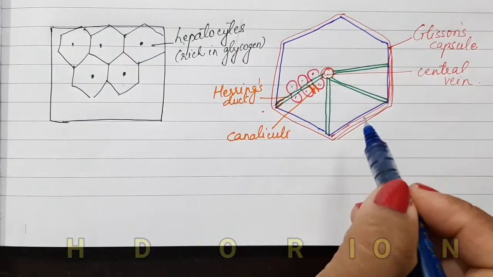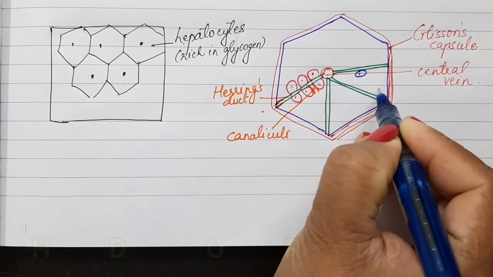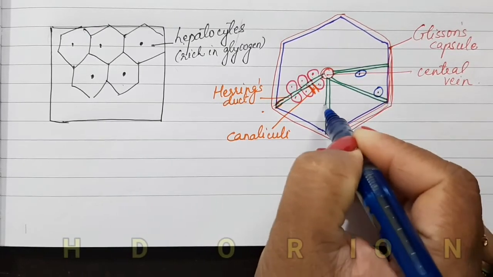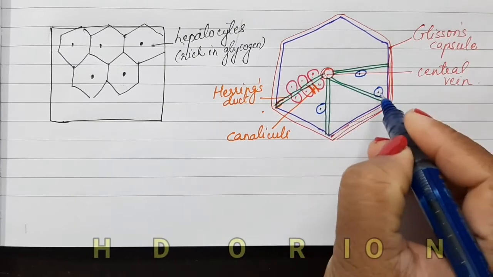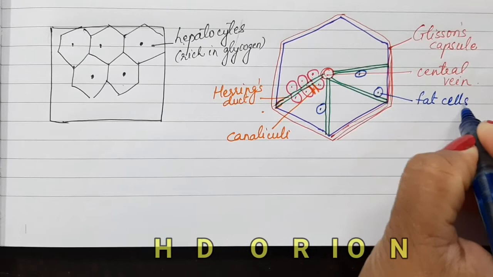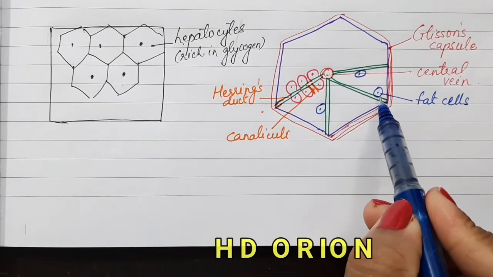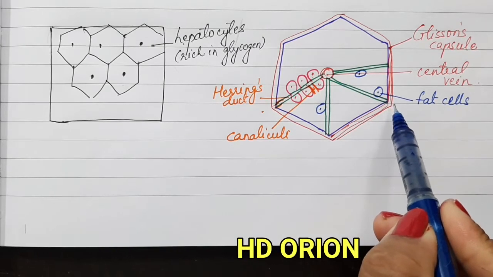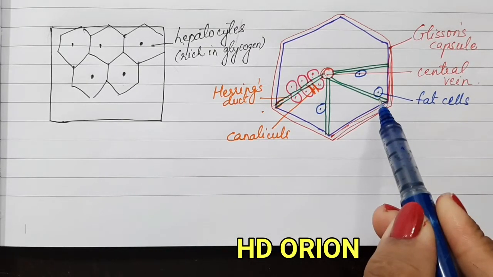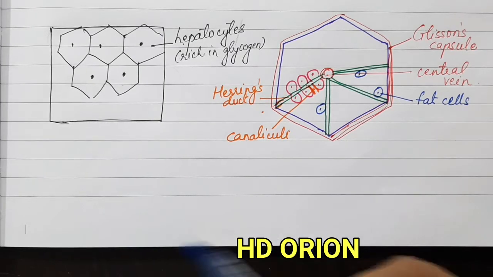There are certain more cells that are present. There are certain fat cells that are present. These fat cells store cholesterol. So the liver also produces cholesterol. These are adipocytes, fat storing cells in the form of cholesterol. When this becomes excess, then the extra cholesterol is released in the bile juice.